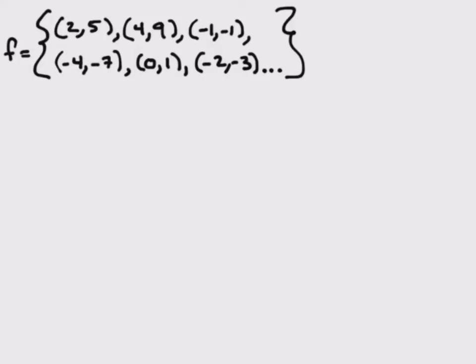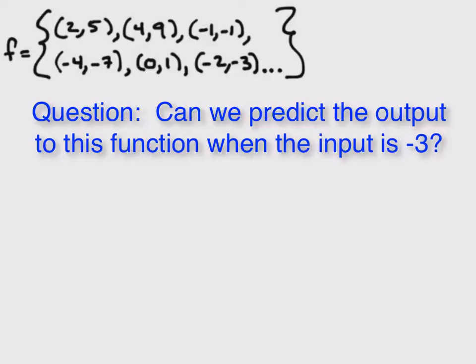So consider the following function named f, and we've got 6 input-output pairs listed already, but there are definitely more of them, as indicated by this ... at the end. But these are the ones we can see for now. And so the question we have is, can we predict the output to this function when the input is -3?